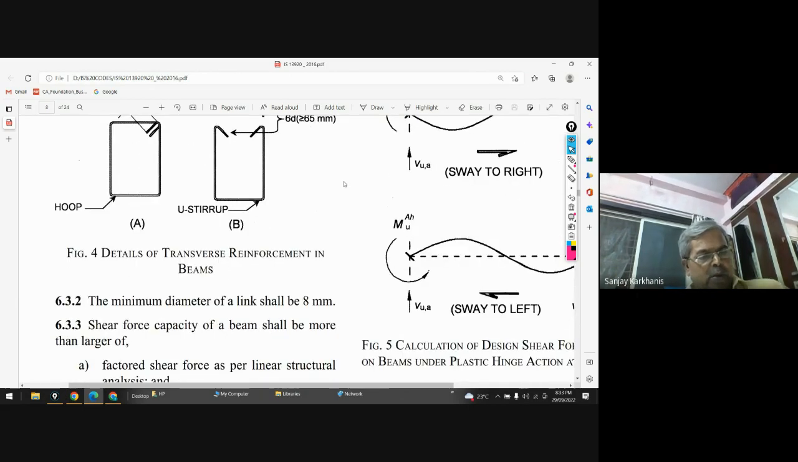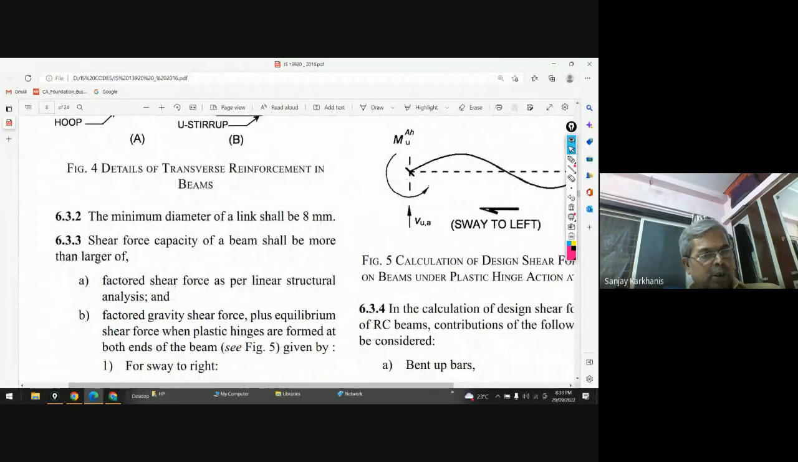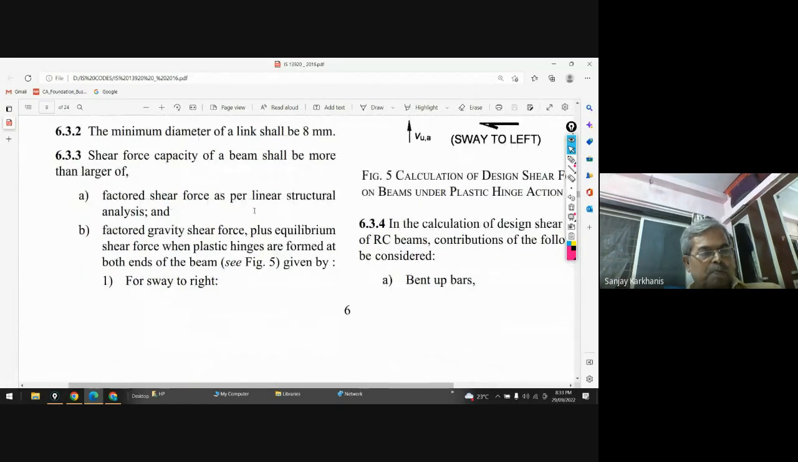Okay. So the minimum diameter of the link shall be 8 mm. Then the shear force capacity of the beam shall be more than the larger of: this is very important, the larger of the factored shear force as per your linear calculation, and the factored gravity shear force plus equilibrium shear force when plastic hinges are formed at both ends of the beams.